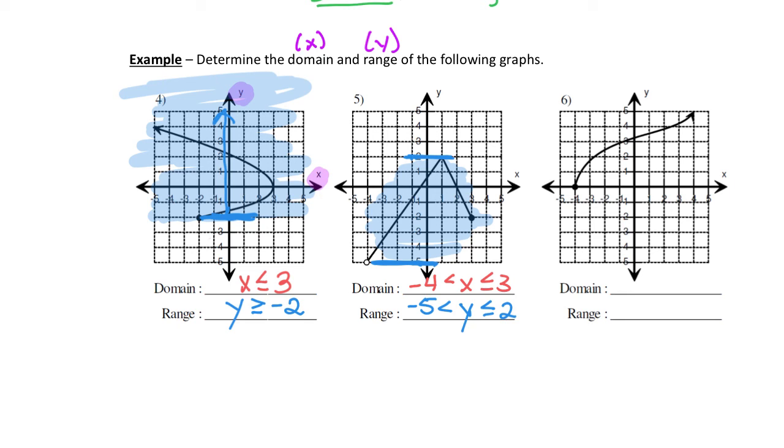Why don't you try number 6 on your own, and I'm just going to give you the answer. All right, so for this one, the domain is greater than or equal to -4. The range is greater than or equal to 0.